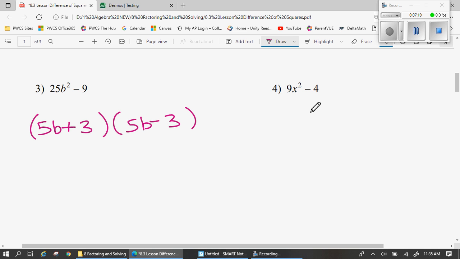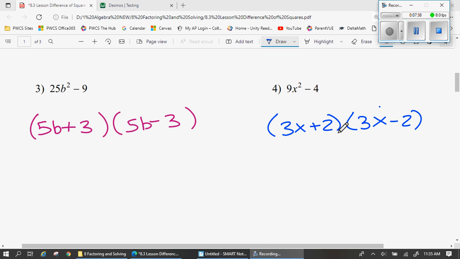So I want you to try this one on your own. If you have to graph it, graph it. If you want to use this method, use this method. In the end, it really doesn't matter as long as you know how to get the factors. So pause right now, give it a try, and then press play and check your answer.